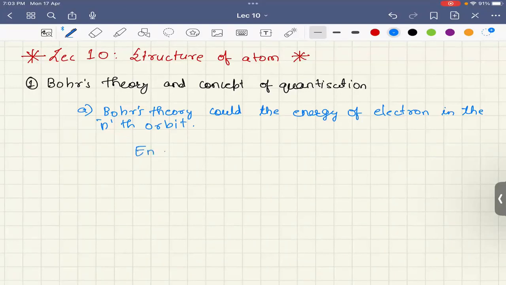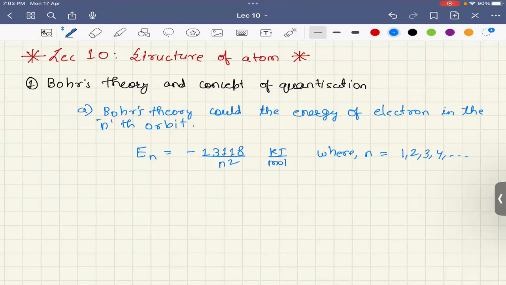According to Bohr, the electron in the hydrogen atom can have energy values given by the relationship: energy of an electron in the nth orbit, E_n, is equal to minus 1311.8 divided by n square kilojoule per mole, where n is equal to 1, 2, 3, 4, and so on. It should be a whole number. So n cannot have a fractional value, so the electrons cannot have all possible values of energy, but only those values for which n is a whole number.